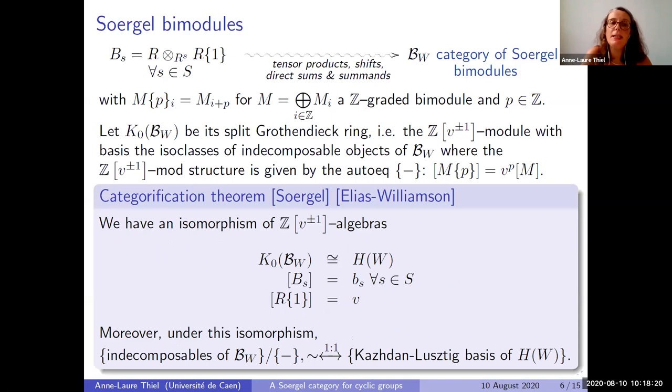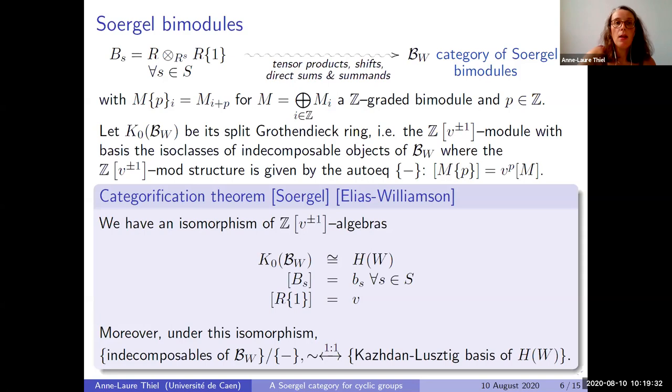And that's a theorem of Soergel and in whole generality of Elias and Williamson, this categorification theorem, that indeed we have an isomorphism of algebras over this ring of Laurent polynomials between the Grothendieck ring of the Soergel category and the Iwahori-Hecke algebra associated to my Coxeter group. And the isoclasses of my generating bimodules correspond to the Kazhdan-Lusztig generators of the Hecke algebra, and shifting by one corresponds to multiplying by v. And better than that, it's not only true for the Kazhdan-Lusztig generators, but we recover the whole Kazhdan-Lusztig basis of the Hecke algebra as a set of indecomposables of the category modulo grading shift and isomorphism.